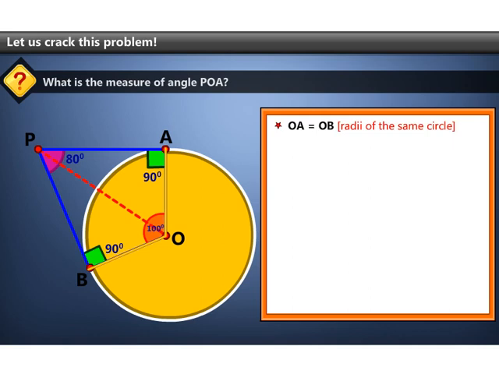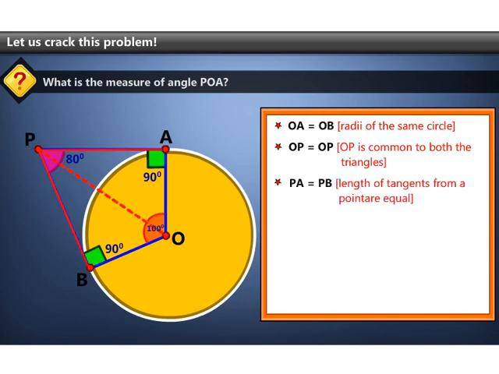OA is equal to OB, radii of same circle. OP is equal to OP, common to both triangles. PA is equal to PB, length of tangents from a point are equal. Triangle OPB is congruent to triangle OPA by SSS congruency criterion.